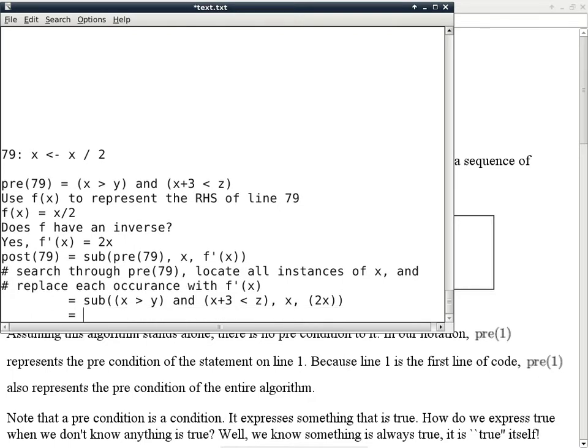The next step is really just to carry out the substitution. In other words, what I'm doing here is I'm taking this expression and asking, do we have any occurrences of x here? Yes, here's 1. What do we replace it with? 2x. I'll put it in parentheses, just so that it works in all cases. And here's my next occurrence. We replace it with 2x in parentheses. I'm done.